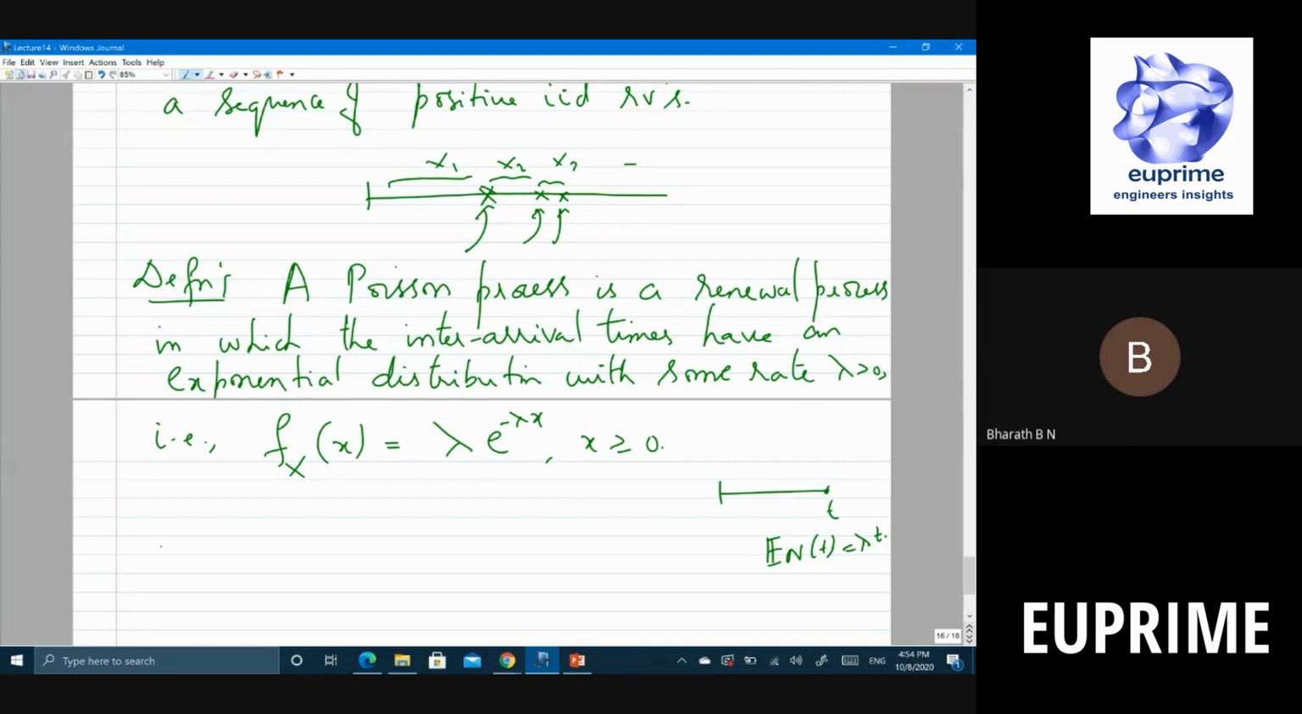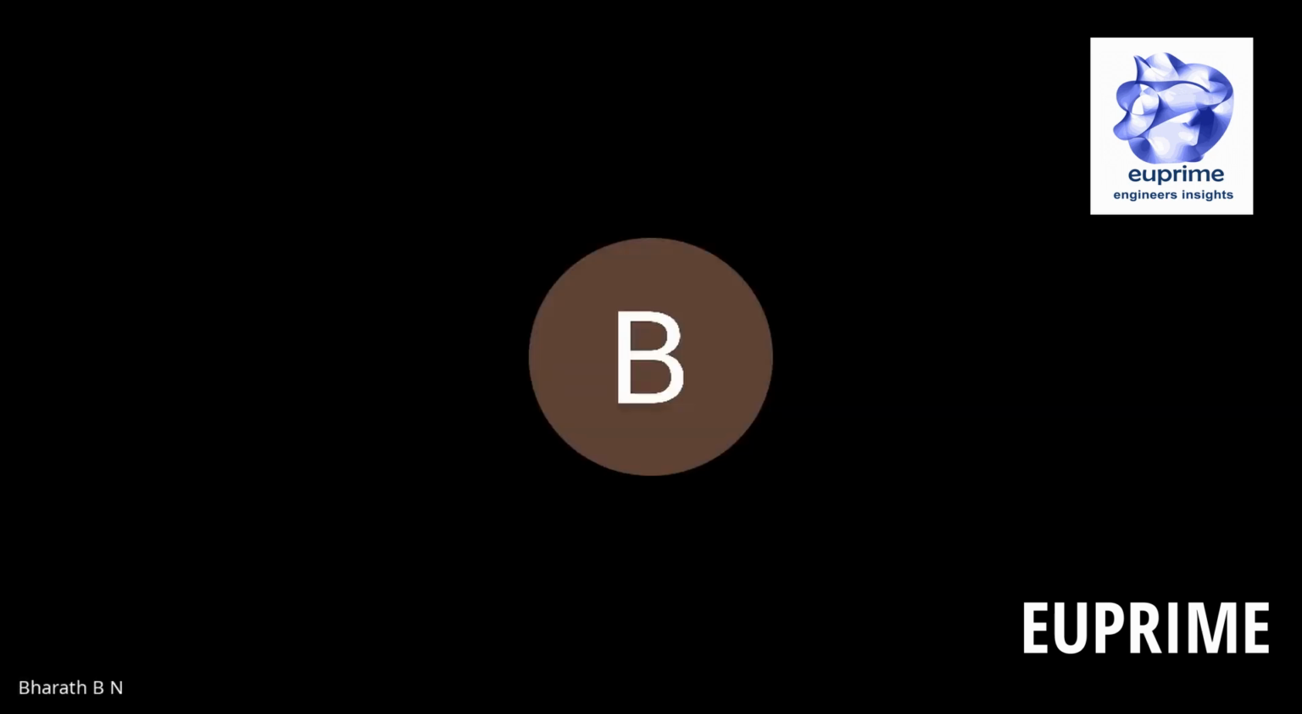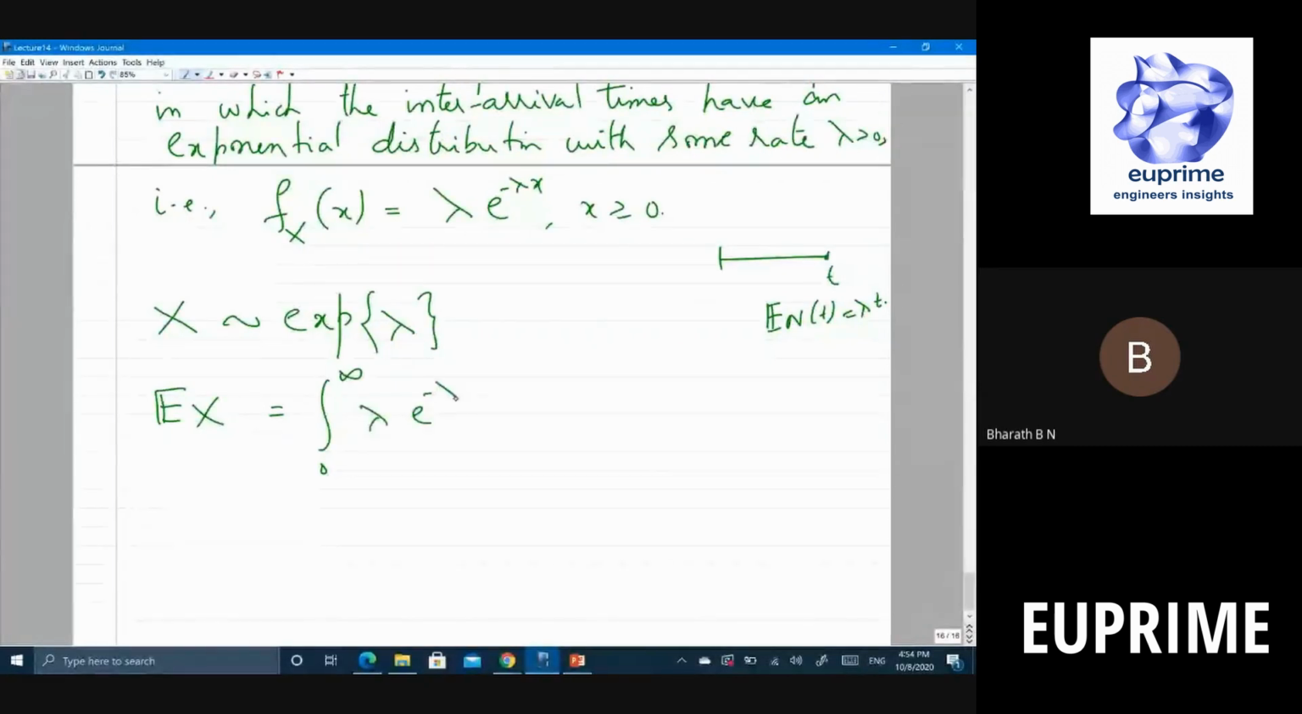If X is exponential, which is how I'm going to write it in the future, exponential of lambda, this means it's distributed as exponential. Then the expected value of X is what? It's the integral from 0 to infinity of x lambda e power minus lambda x dx. So what is the answer? You have to integrate and see. This turns out to be 1 over lambda. So this lambda is called the rate of the process.